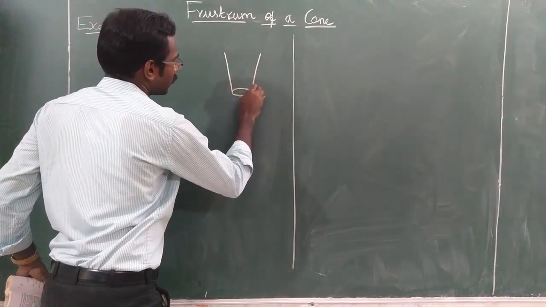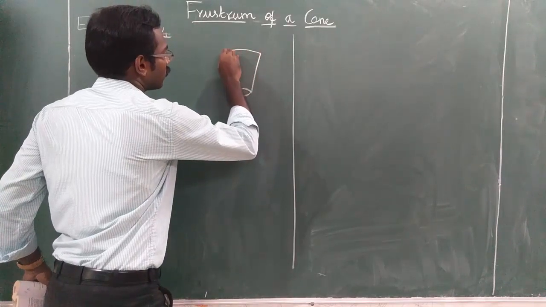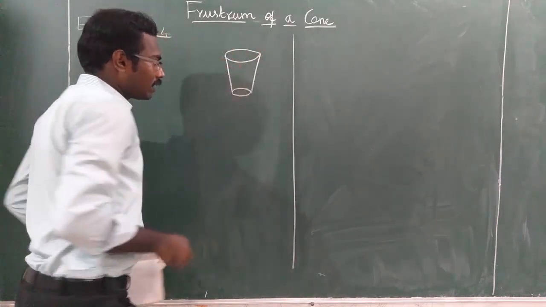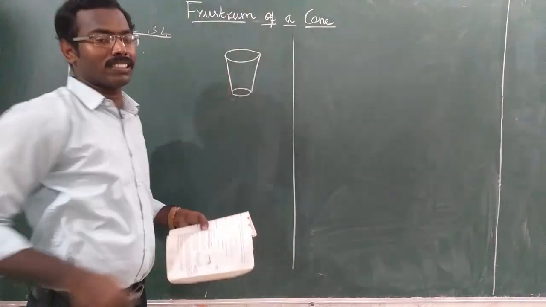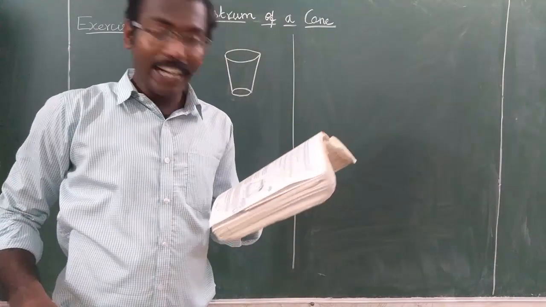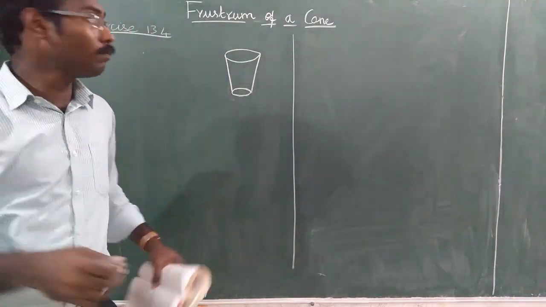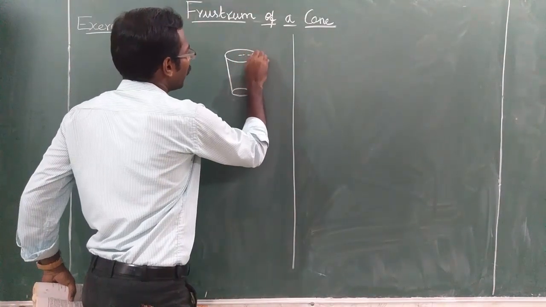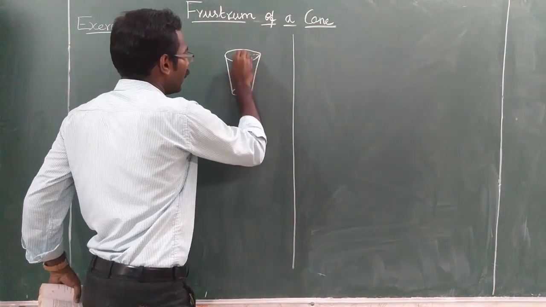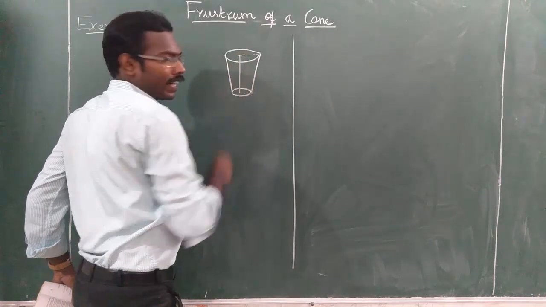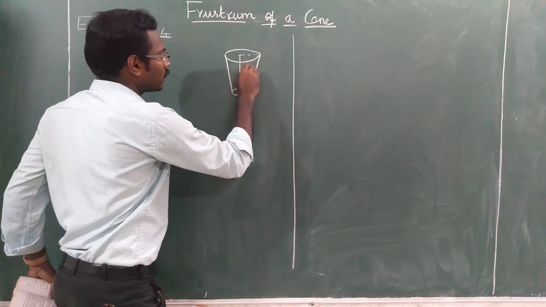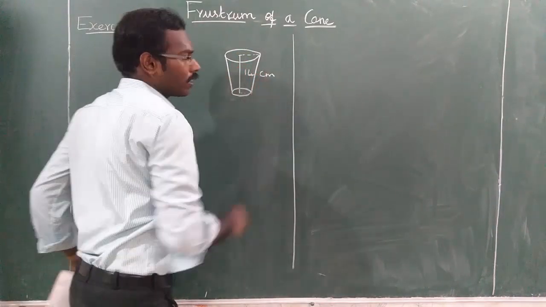This is the glass. The glass is nothing but the inverted frustum. Glass height is 14. Height means perpendicular height. See, this is the bigger radius, this is the smaller radius, and this is the height. So the height is 14 centimeter.